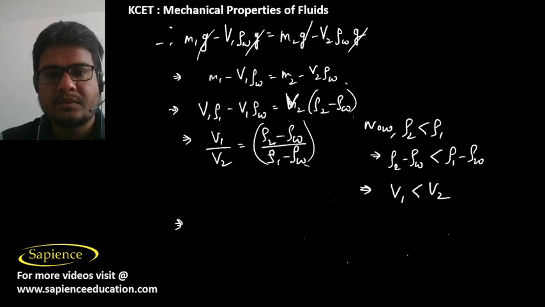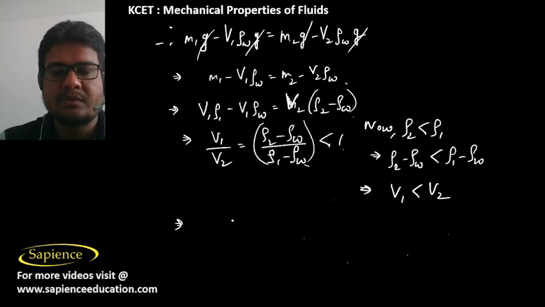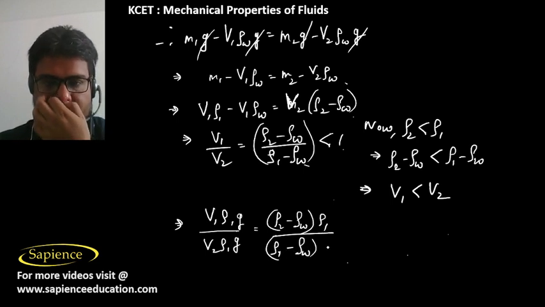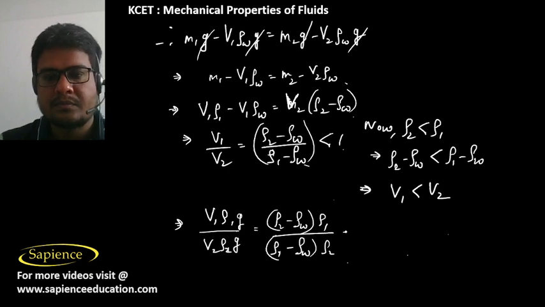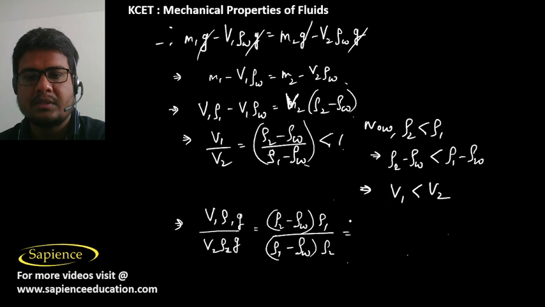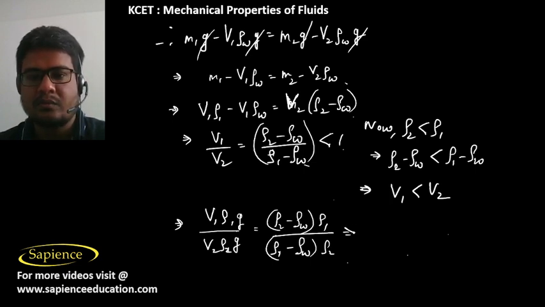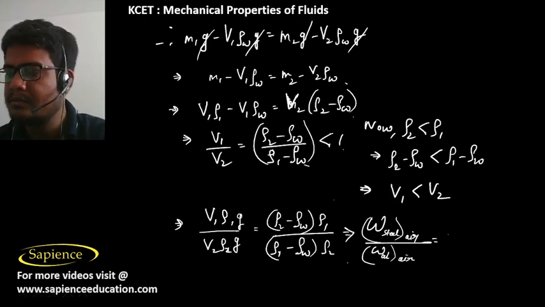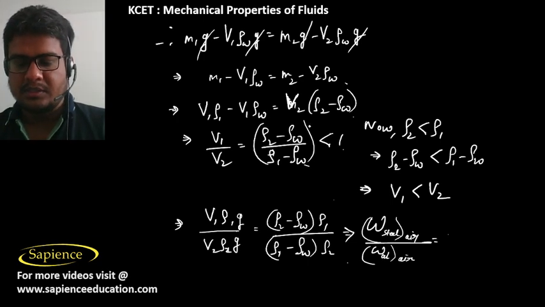Let us take the ratio. So V1 into rho 1 into G divided by V2 into rho 2 into G will be equal to (rho 2 minus rho W) into rho 1 divided by (rho 1 minus rho W) into rho 2. So this will be the actual weight of steel in air divided by the weight of the aluminium in the air. The density of steel is approximately 8000.